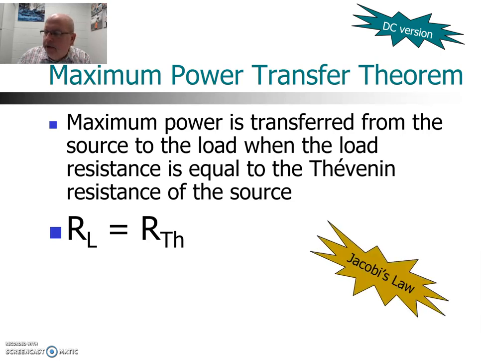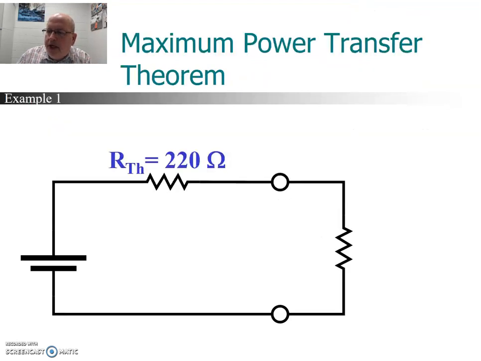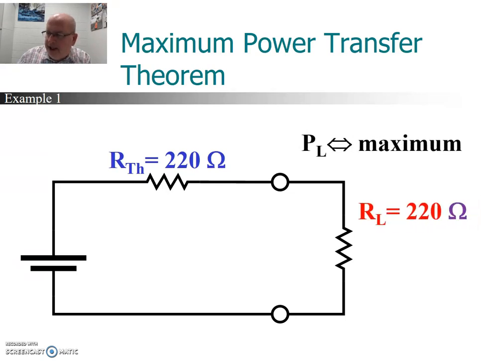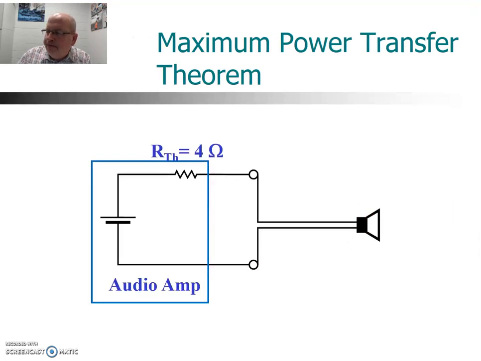This is sometimes referred to as Jacobi's law. I don't hear that nearly as often. Most of the time you hear maximum power transfer theorem. But if you ever hear Jacobi's law, you know it's the same thing. Okay, so in our first example, the Thevenin resistance was 220. In order to get maximum power, we would simply make the load resistance 220 ohms. It's as simple as that. Don't make more of this than there is.